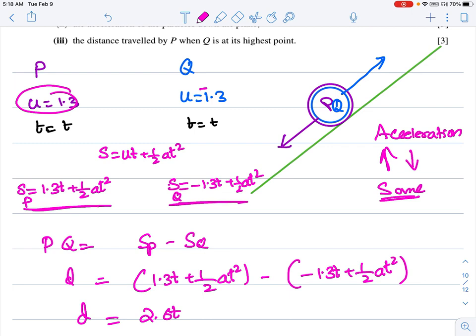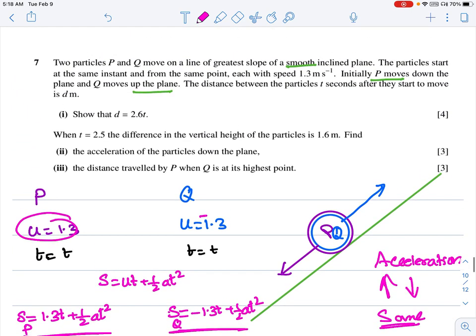Now the next part of the question. What is the next part of the question? t is equal to 2.5. The difference in the vertical height is 1.6 meters. Find the acceleration of the particle down the plane. This is a 3 marks question. So he is asking us to find the acceleration down the plane.